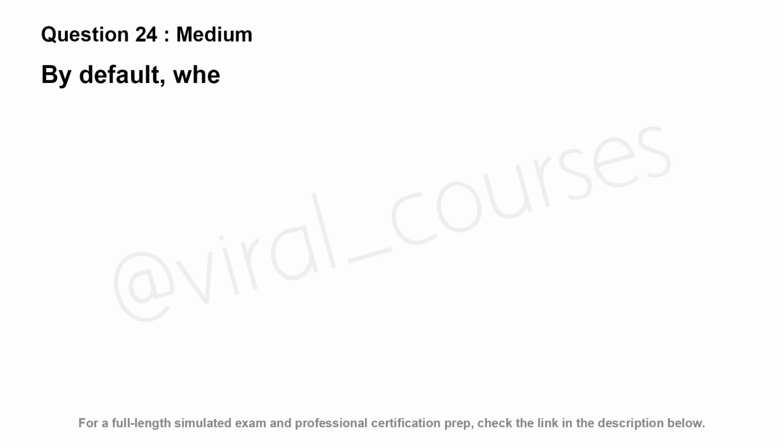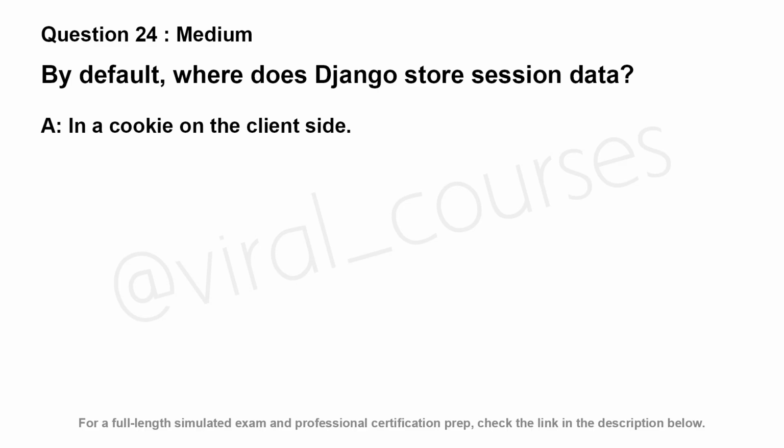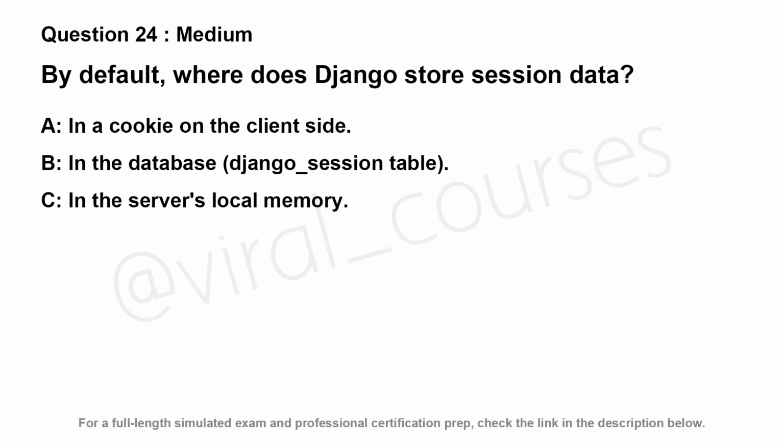By default, where does Django store session data? Option A. In a cookie on the client side. Option B. In the database, django_session table. Option C. In the server's local memory. Option D. In a text file on the server.